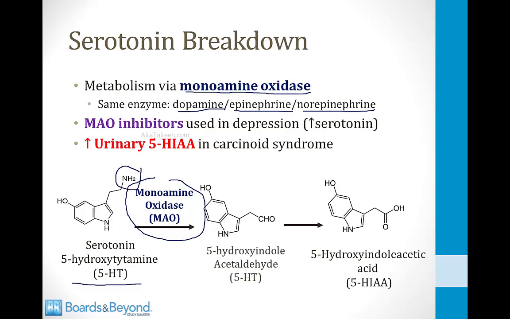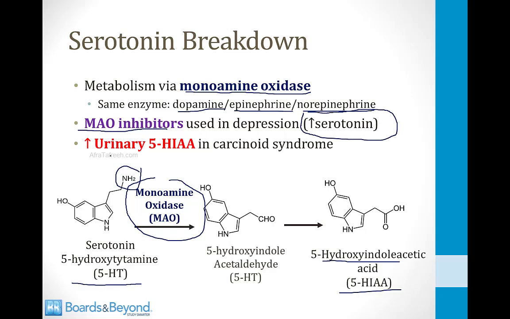From there, the molecule of 5-hydroxyindole acetaldehyde can be converted into a molecule called 5-hydroxyindole acetic acid or 5-HIAA, and this is the final metabolite of serotonin breakdown. It can be excreted in the urine. MAO inhibitors are sometimes used in depression, and that's because they blunt the breakdown of serotonin and boost serotonin levels in patients who are depressed.